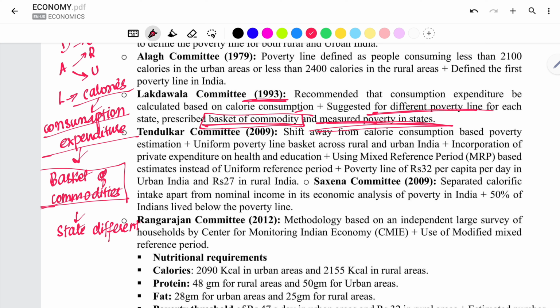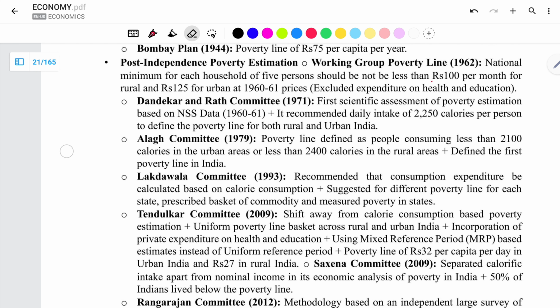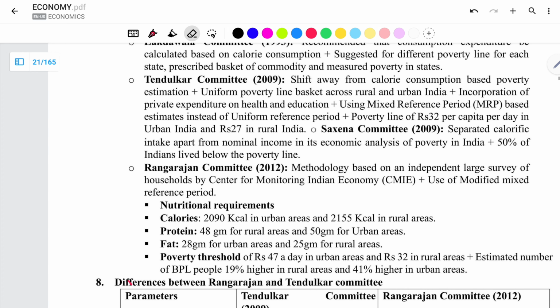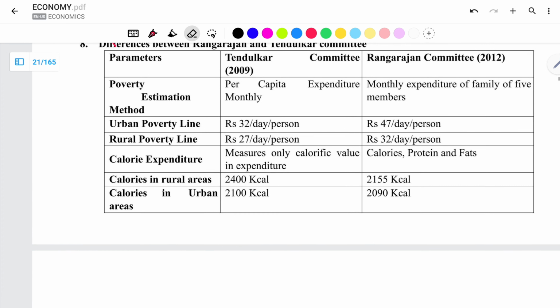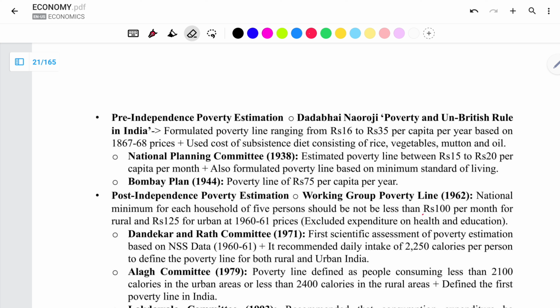The calorie consumption is used for the consumption expenditure calculation through which we have a basket of commodities, and for each state we have a different poverty line. So this is what Lakdawala suggested in 1993. Then we have the Tendulkar committee in 2009, and Saxena also in 2009. So as far as now, let us again recap so that we do not lose the continuity. We are on the flow, just 2 steps ahead, Tendulkar, Saxena and Rangarajan committee. So we will be completing and then go for the next topic. Since this is an important topic, we are not losing the continuity.